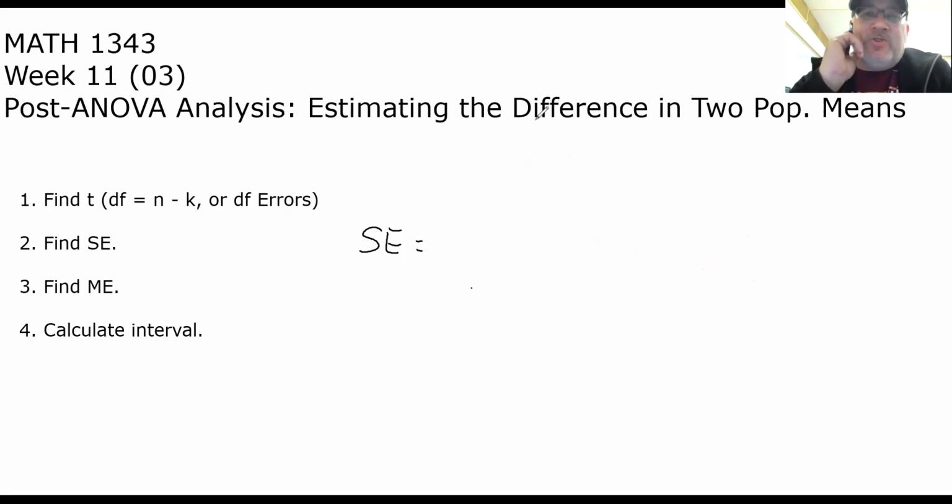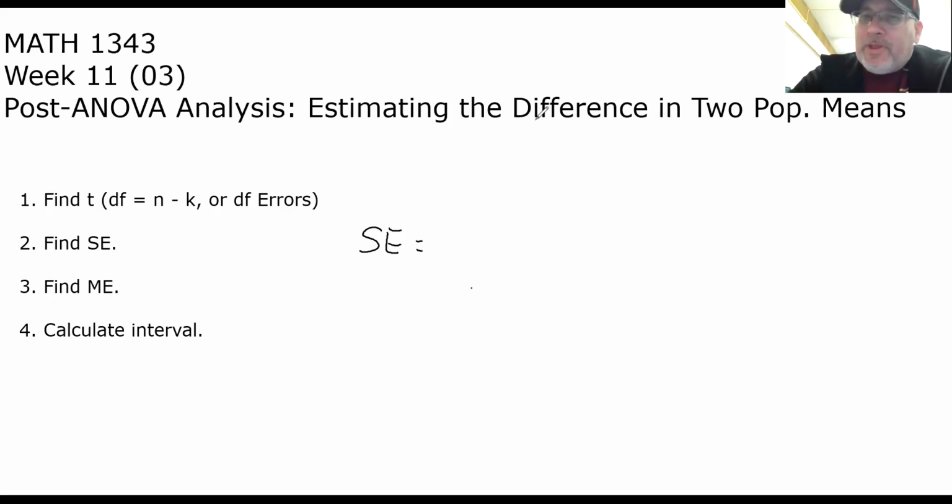So how do we estimate the difference in two population means post-ANOVA style? Well, like any other confidence interval, it's got the same four steps. Find the Z or T, which in this case is the T. Find the standard error, find the margin of error, and then calculate the interval. As far as the first step, find the T, it's exactly the same as it was in the previous video. The T distribution requires degrees of freedom, and for this interval, the degrees of freedom is the same as before. It's n minus k, which is also the degrees of freedom of errors in your ANOVA table.